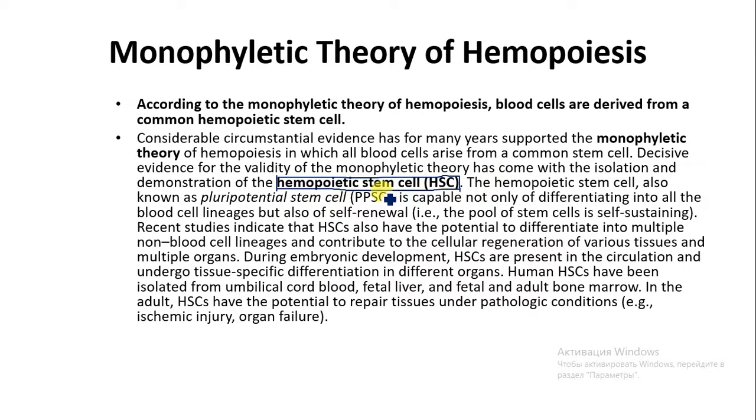Okay, another name of hematopoietic stem cell is pluripotential stem cell. Pluripotential means that this cell is able to produce a lot of different cells. Because we discussed in embryology we have totipotential stem cells which are responsible for all cells of the human body formation, but pluripotential is responsible only for blood cells formation.